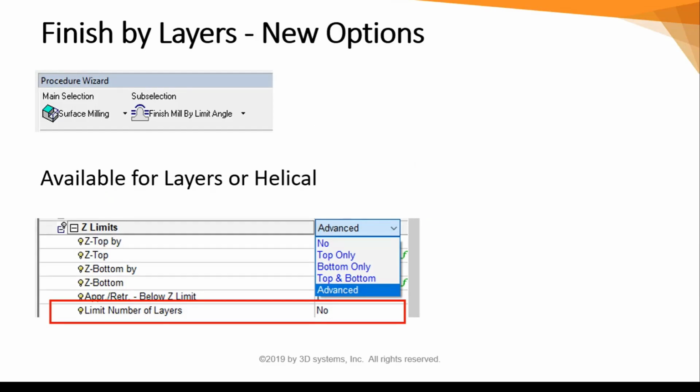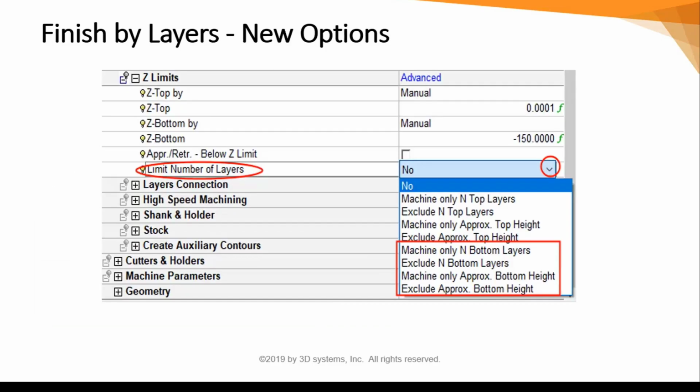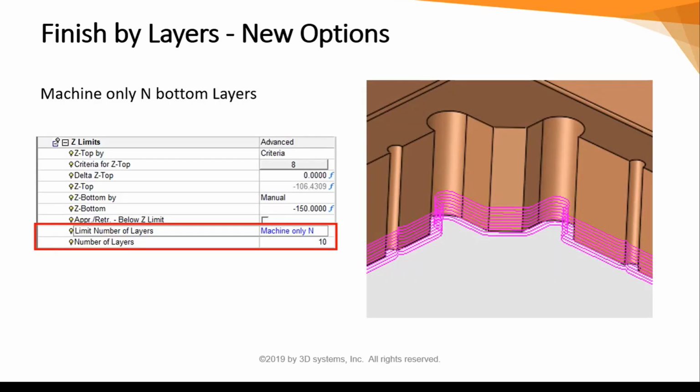For those of you who are using the option limit number of layers in Z-Limits advanced mode, new options are available. They are available for layers or helical. In addition to the old limit number of layers, which is dealing with the top layers, the new options are dealing with the bottom layers. The first option is machine only and bottom layers. We can set a number of bottom layers to be created, and the rest of the layers will not be created.